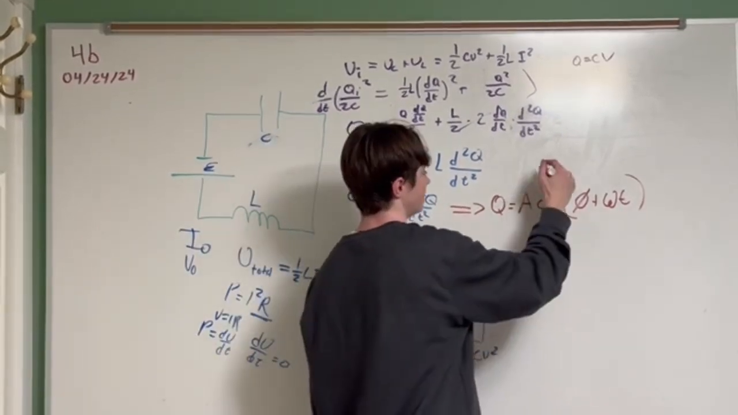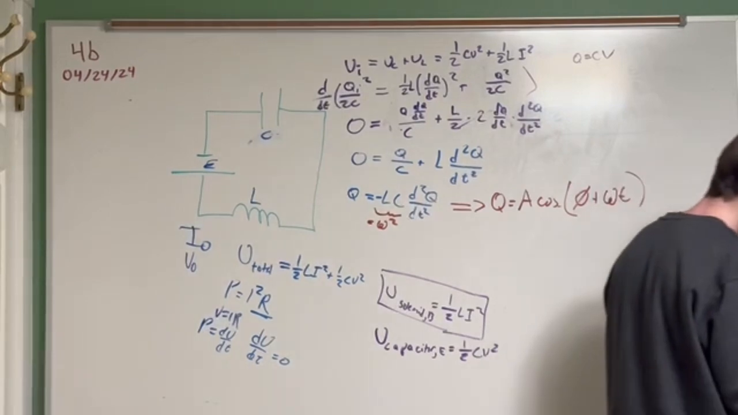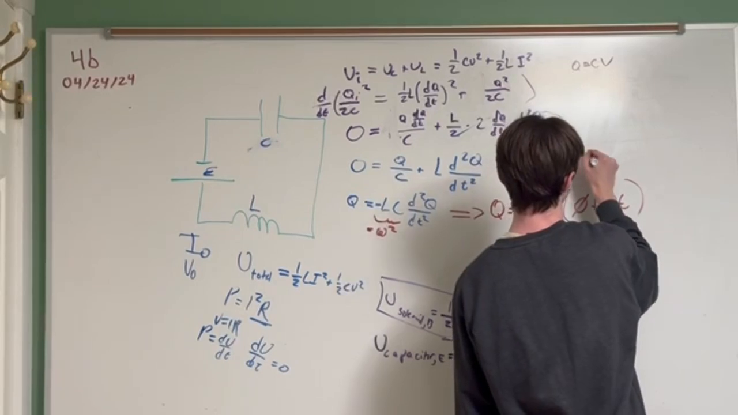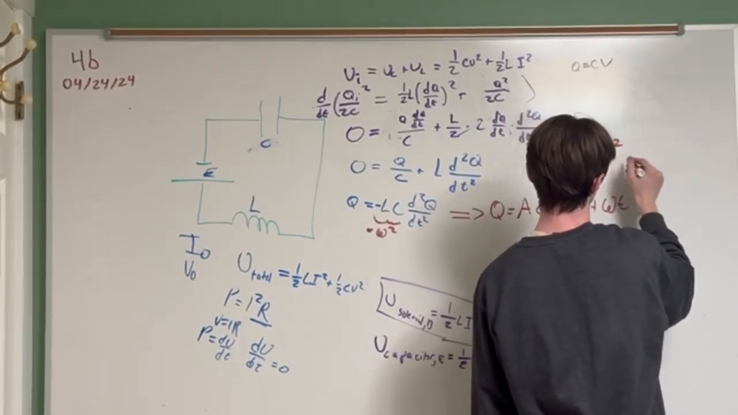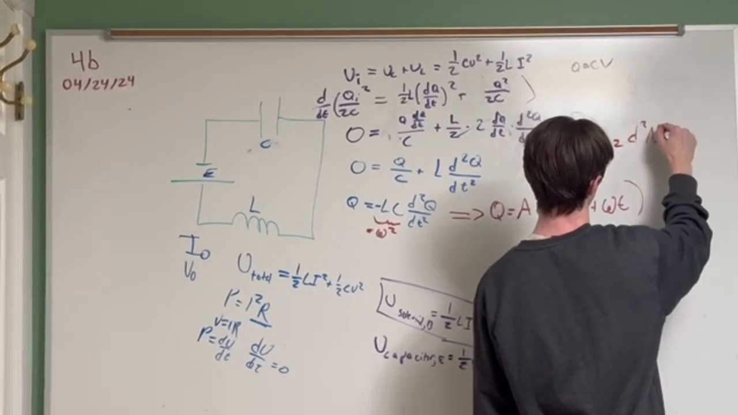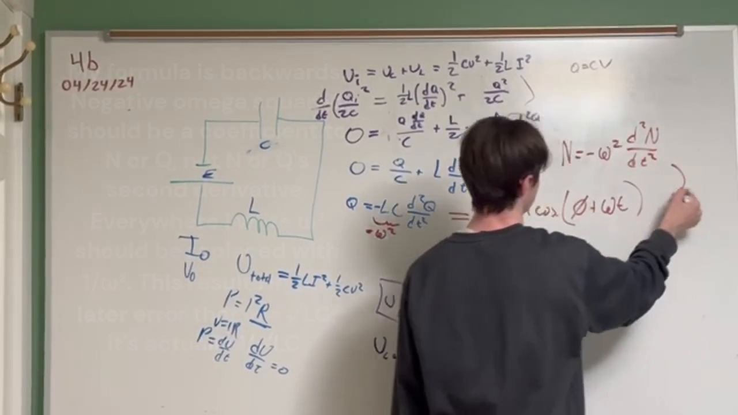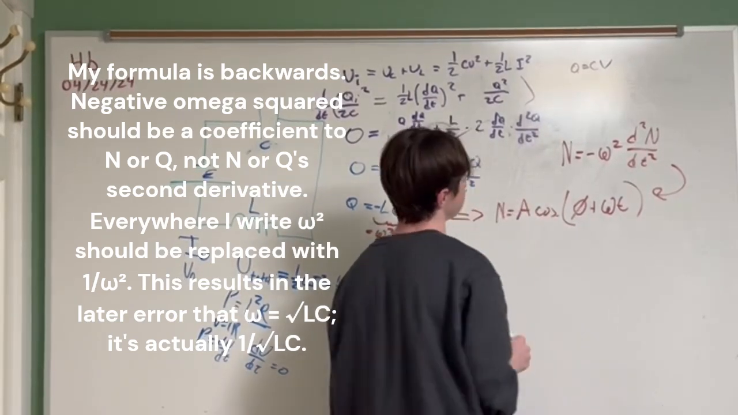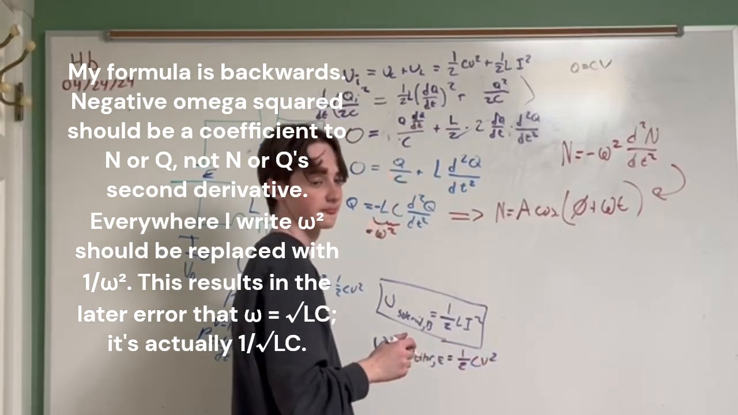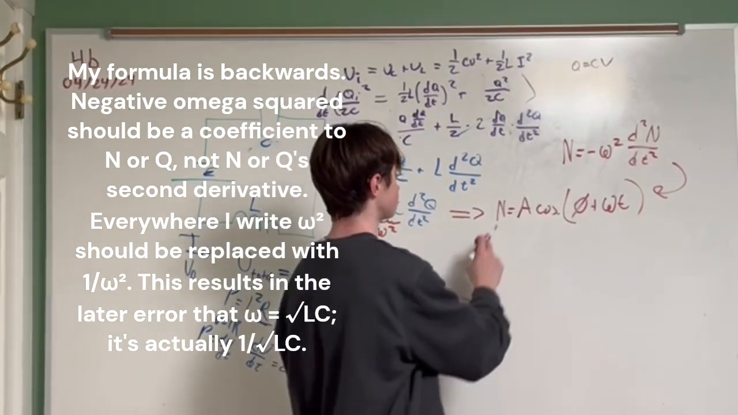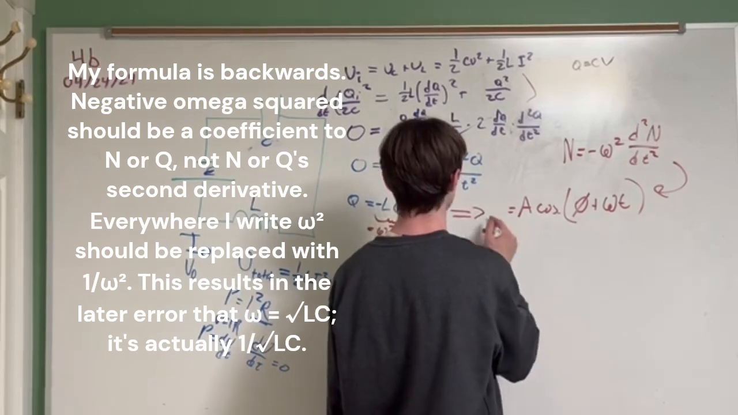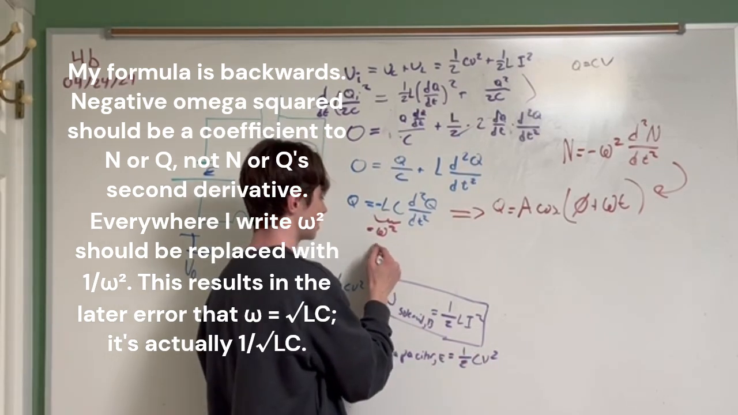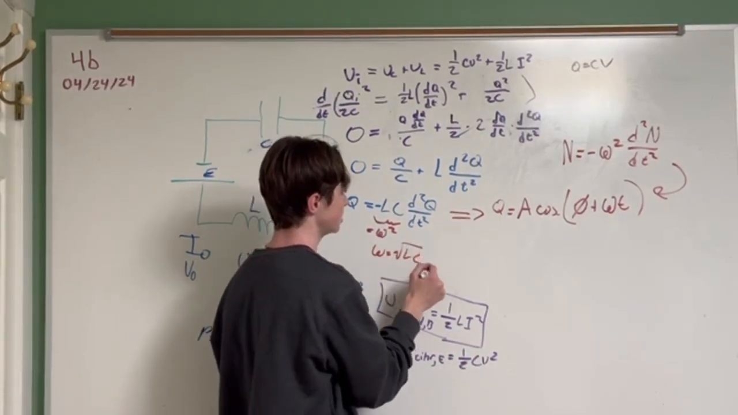The formula to get this is: when you have some value n equal to negative angular frequency squared times d squared n over dt squared, you can turn it into this. This is an analog. So that omega right there would instead be the square root of LC. So omega will be square root of LC.